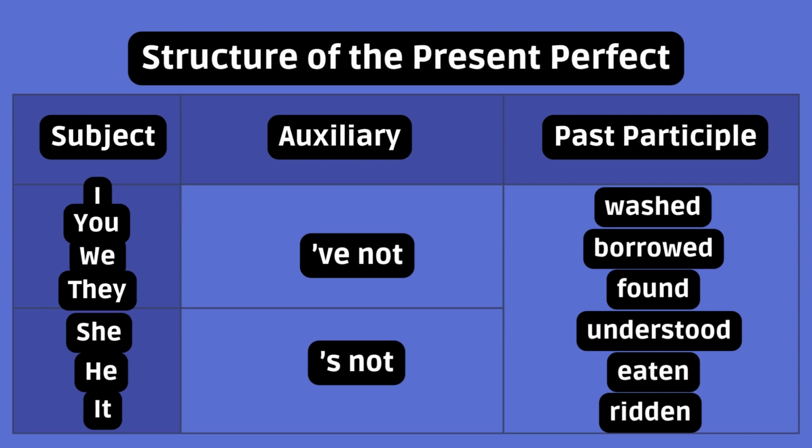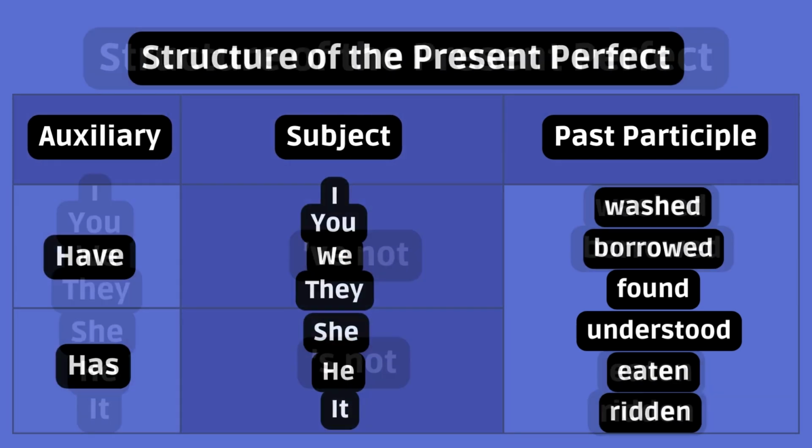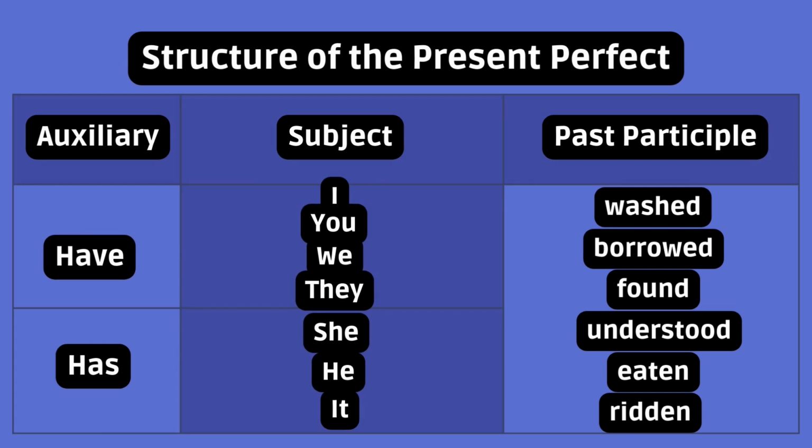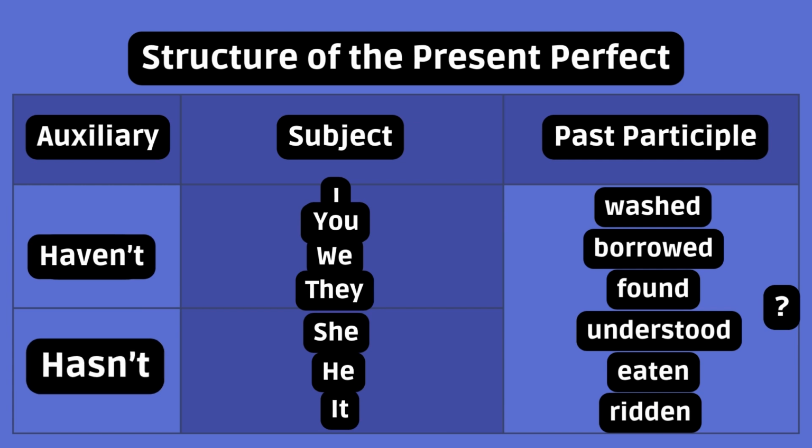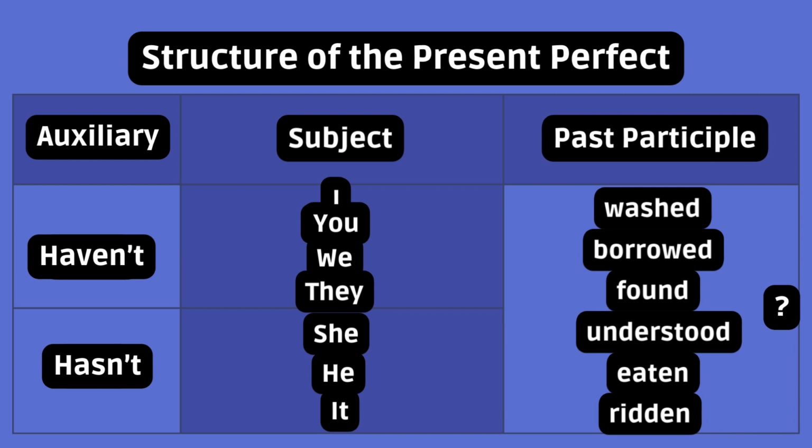When using the present perfect in a question, just flip the order of the subject and have, has. Have I not? Have you not? And so on. Or the contracted forms haven't or hasn't plus subject plus past participle.